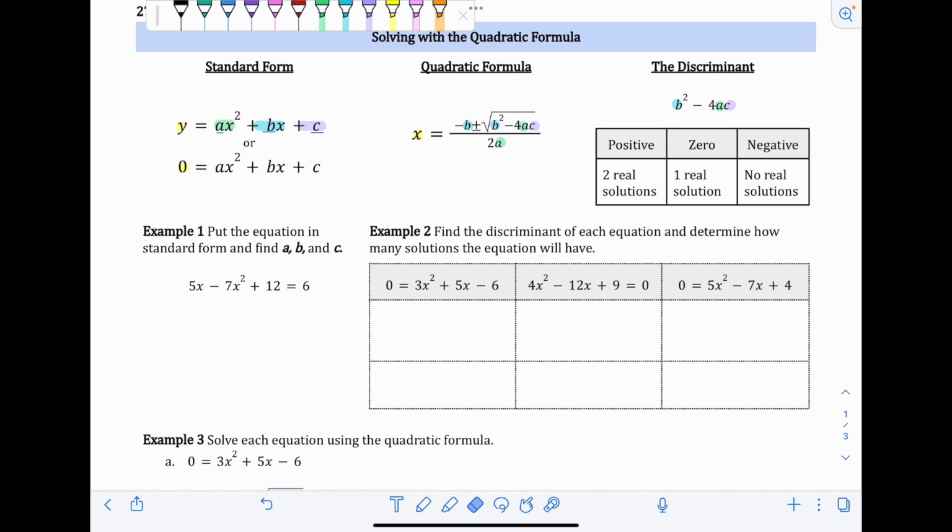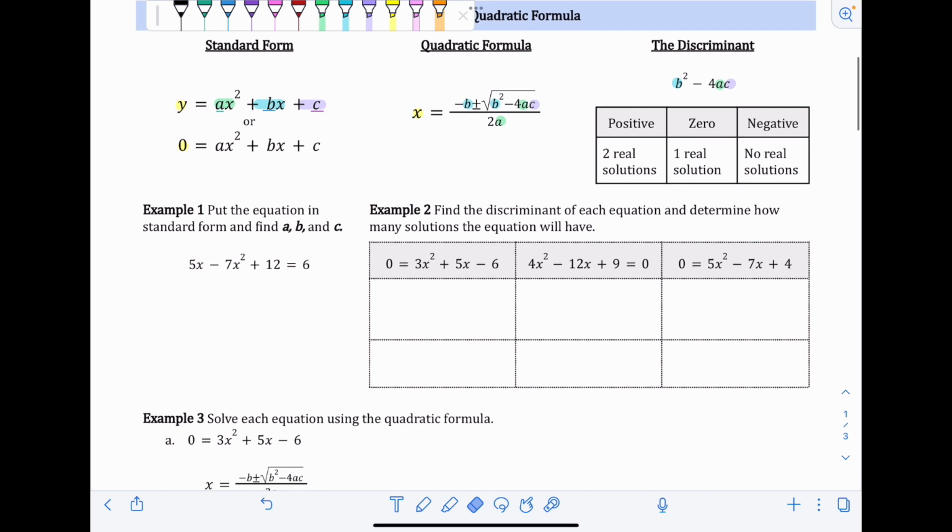Okay, so example 1, put the equation in standard form and find a, b, and c. So standard form means everything is on one side of the equal sign, and we have exponents over x in order from highest to lowest. So if there's not a y already in your equation, like some of the standard form formulas have, you don't have to put that in there. It just means that we're going to use the one that's equal to 0. So we just need to get 0 on one side of the equation. If there was a y there, you would just get y by itself on one side of the equation. Think of them as a little bit interchangeable in this case.